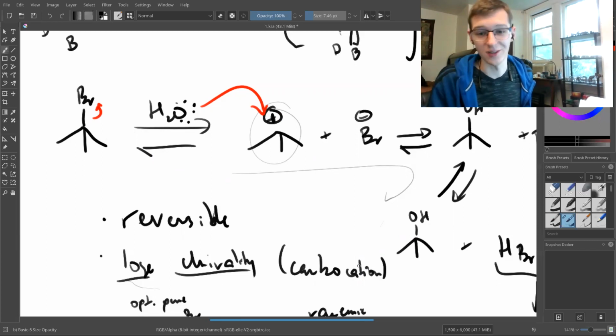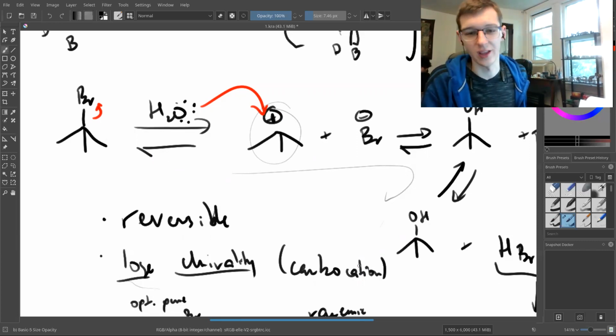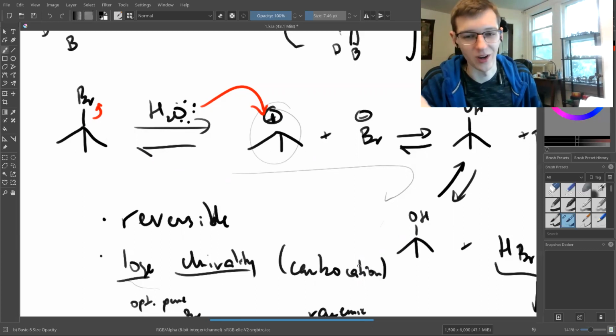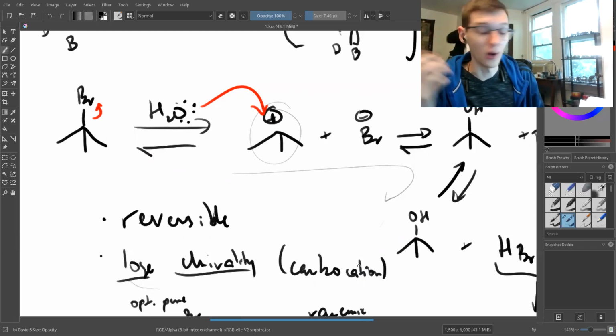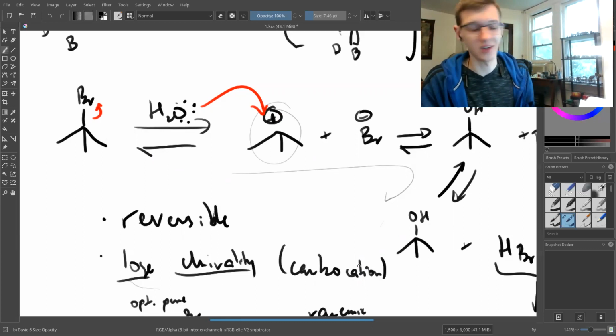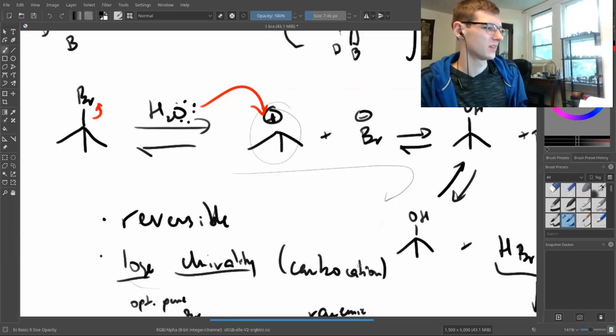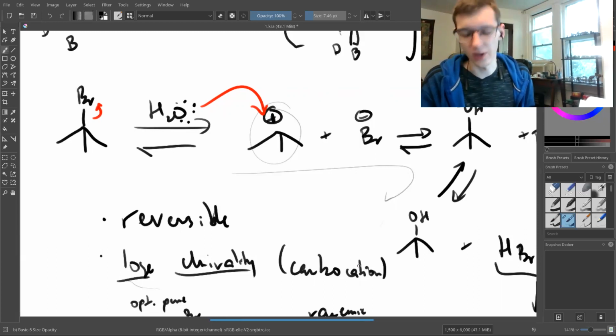In fact, normally if you're doing a real synthesis and you don't want to lose like half your product in an E1 or an SN1, there are ways to drive it forwards, right? You could heat it, depending on which one's more favorable. You could remove the product that you want at the end. There are a few different ways that you could do stuff like this.